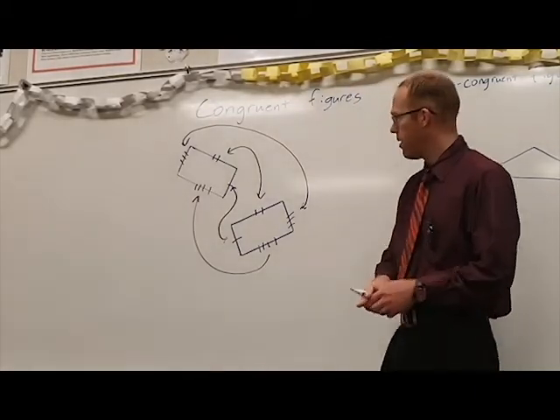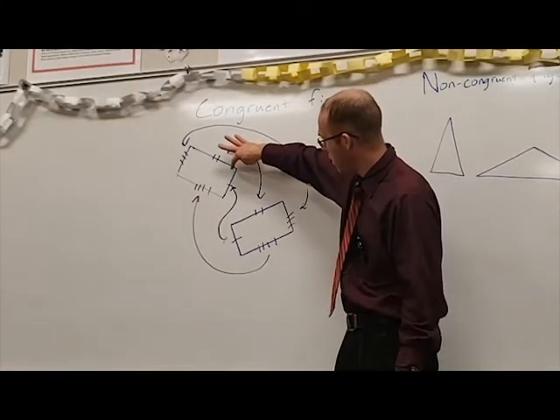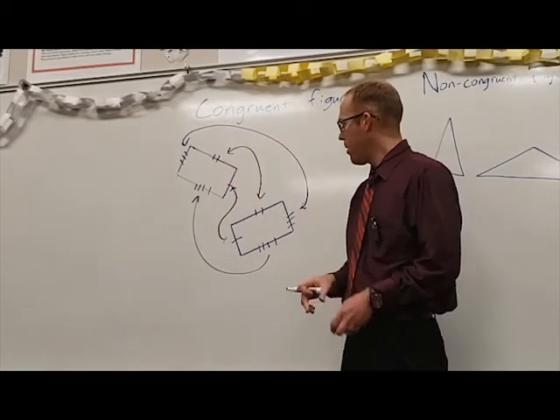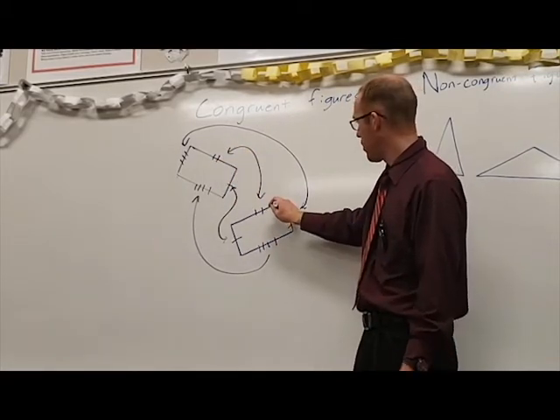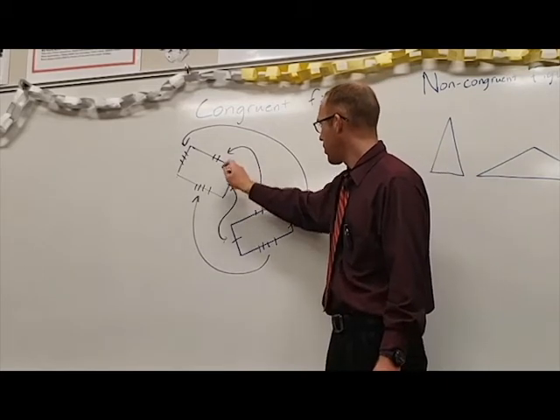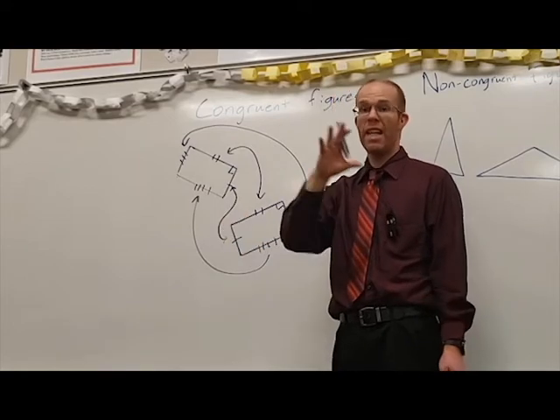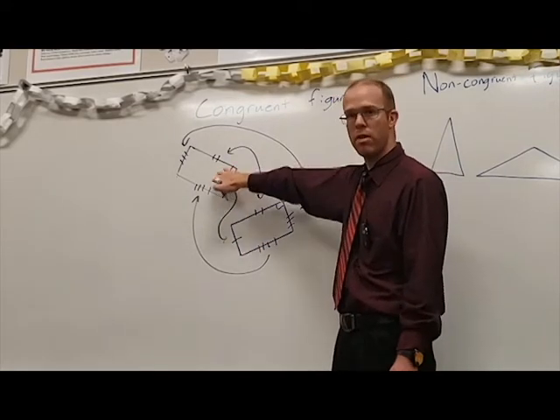The second piece is every angle should have a corresponding congruent angle. Now on these you can just kind of eyeball it and see, but if we measured each of these we would see that we'd have 90-degree angles for each of the corners, so all of the angles have a corresponding angle that's exactly the same measure in the other side.